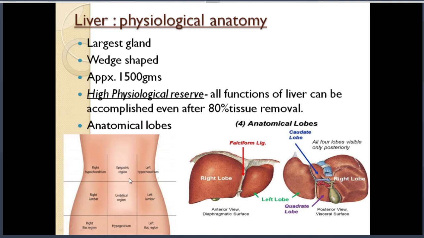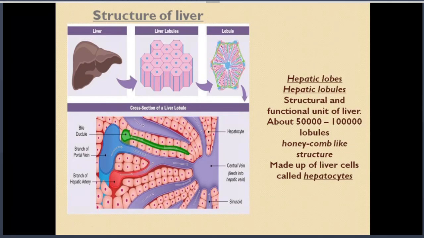As we have discussed, there were 9 quadrants in the abdomen, and the liver is situated in the right hypochondrium, extending towards the left, and it is the largest gland. It is an exocrine gland. The liver has 2 lobes anatomically, and these lobes are made up of several lobules, which are hexagonal in structure and form a honeycomb-like structure.